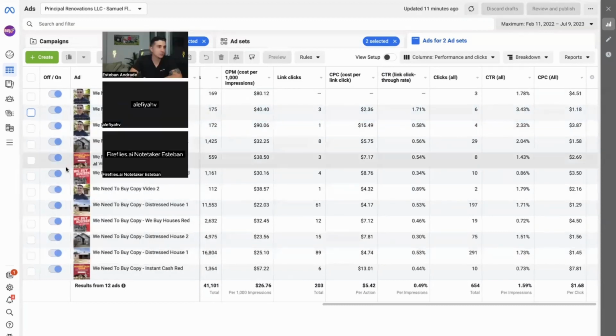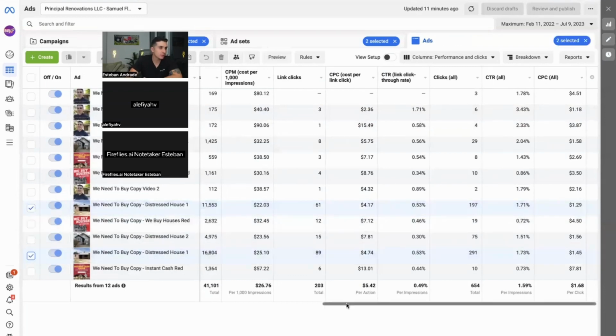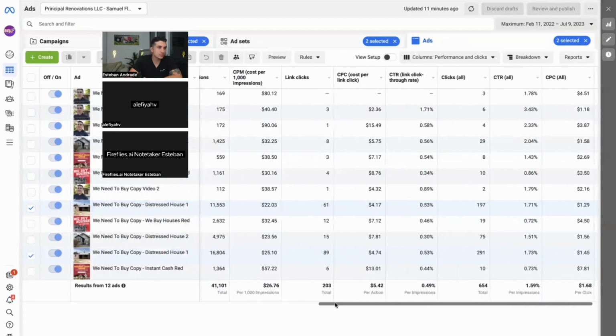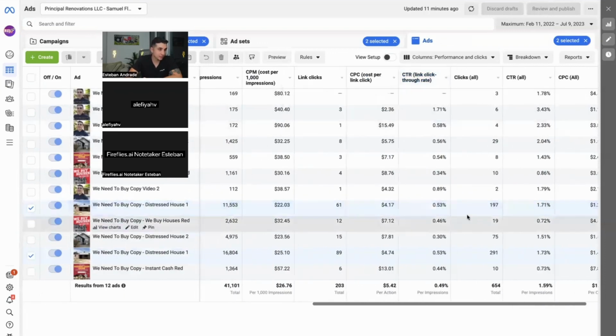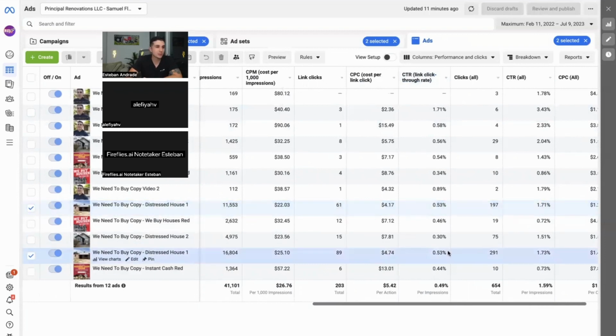Let's see the ones that have been getting some leads and so on. I believe it's this one and this one. Those ones were getting leads. So the link click-through rate on that one is 0.53%, and it has a cost per lead on the link of about 4.17, 4.74. But if you were to compare this with other ads, we are in a healthy state. It's not too high in terms of cost, and the click-through rate is not as low.